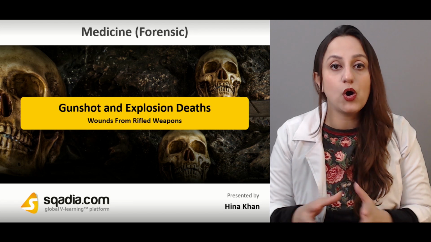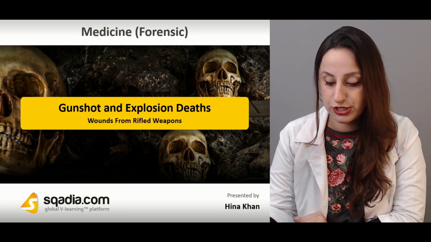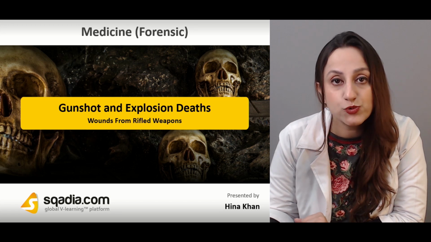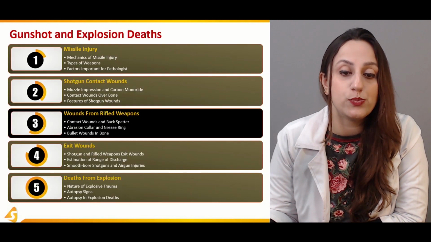So basically all of these phenomena are interlinked and they're directly proportional to each other. So all of this is again very important. So we are talking about the rifled firearms over here and the types of wounds that these rifled firearms can cause in the human body.